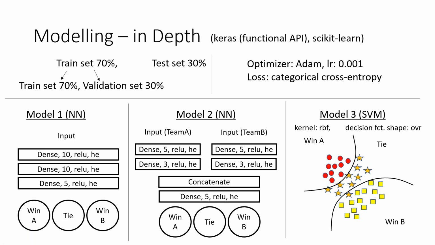Of course, this is in higher dimension, but it tried to find a decision function so that I have these three classes: win A, tie, or win B. This, of course, is the optimal case, which again was not that good. My results were not that good.